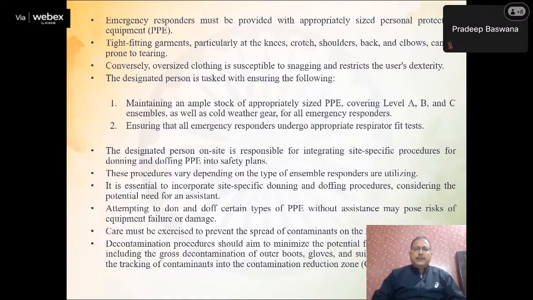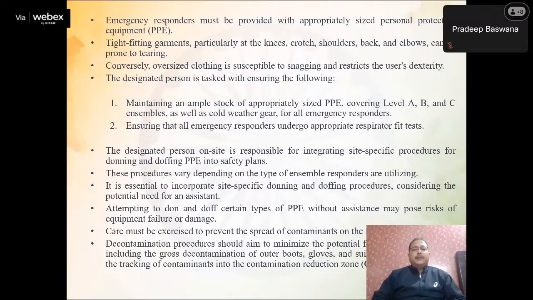So in donning and doffing, emergency responders must be provided with appropriately sized personal protective equipment. Again, it's a big thing. If you are very fat, if you're thin, you have to be fitted accordingly. Tight fitting garments, particularly at the knees, crotch, shoulders, back, and elbows, can be prone to tearing, so we have to avoid all these things. Conversely, oversized clothing is susceptible to snagging and restricts the user's dexterity.